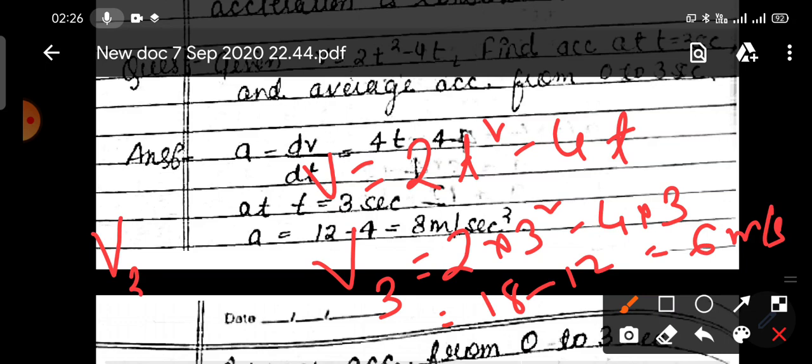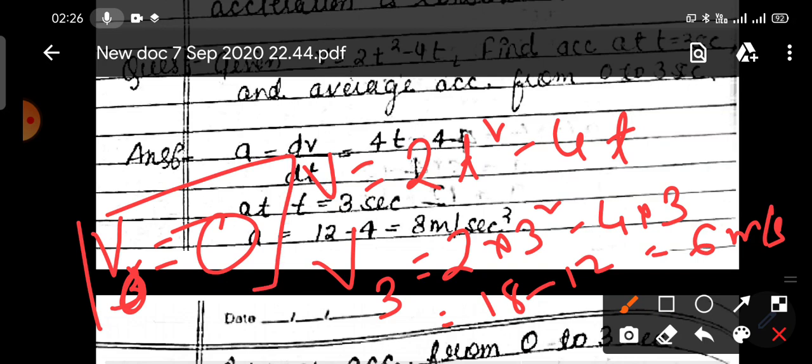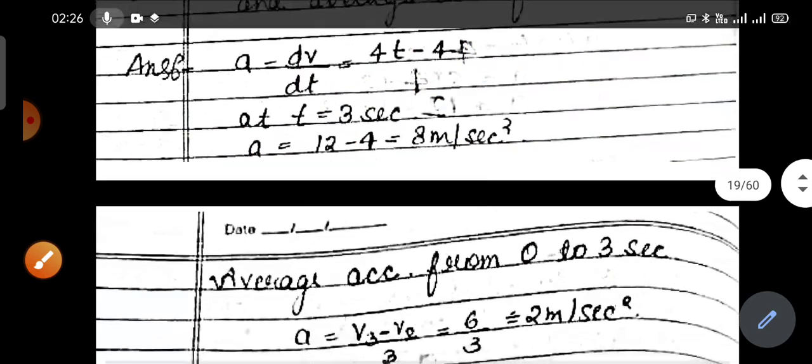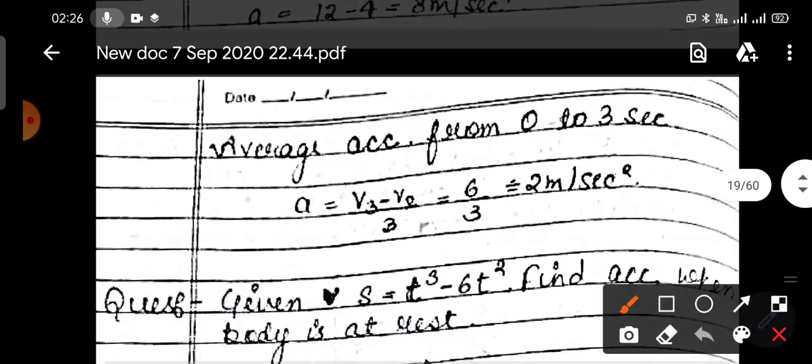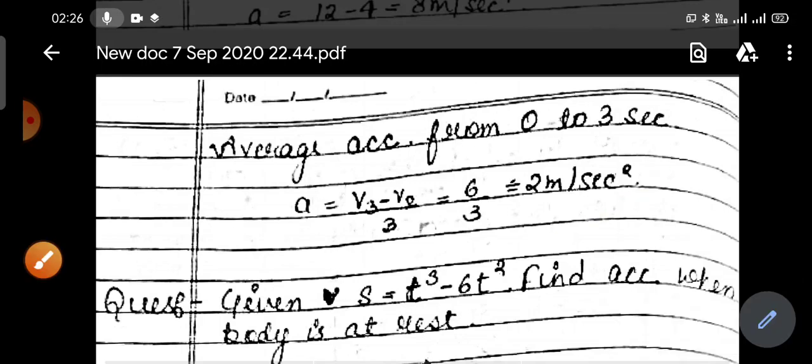But what is the value of velocity at 0 second? v0 is equals to, if you put 0 in place of t, you will find out it will be 0. 2 into 0 is 0, 4 into 0 is also 0. So v0 is also 0. So your average acceleration is equals to 6 minus 0 by 3. That means 6 by 3 is equals to 2 meter per second square.